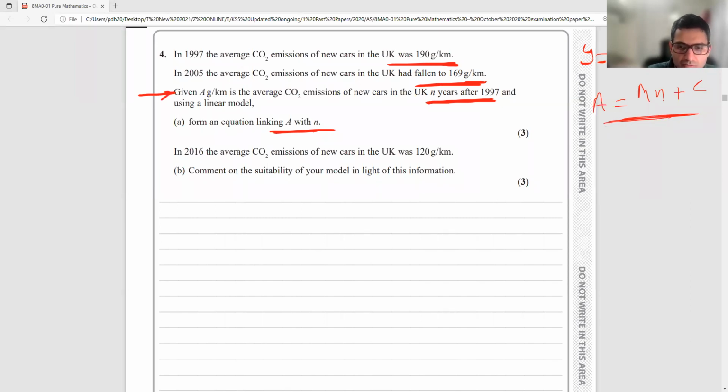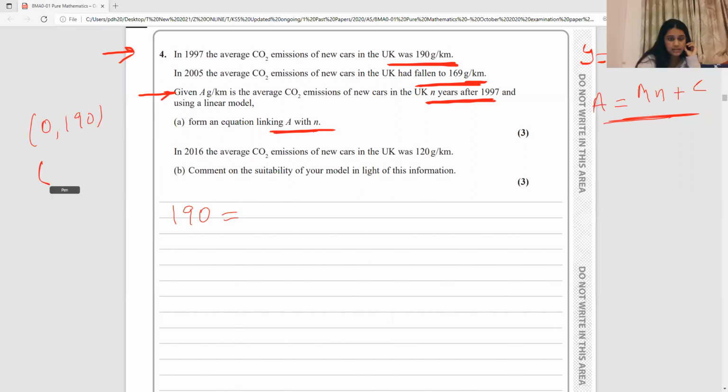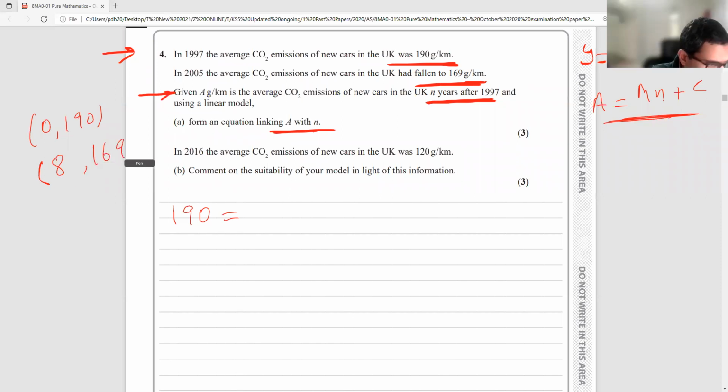So the first equation. Snigdha, you want to try the first equation for us, what it could be? For the first one, we are using the first part of the information. What do you think it could be? I think we need to form coordinates first. So 190 and 0. Yes, 0 and 190. Very good. And the second coordinate is going to be 8 and 169. That's what you said, right?